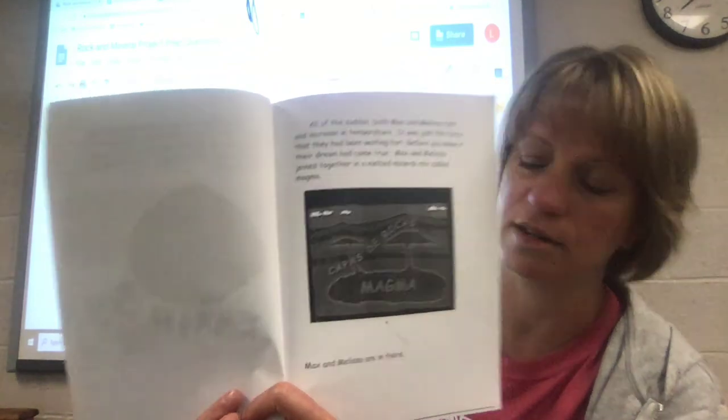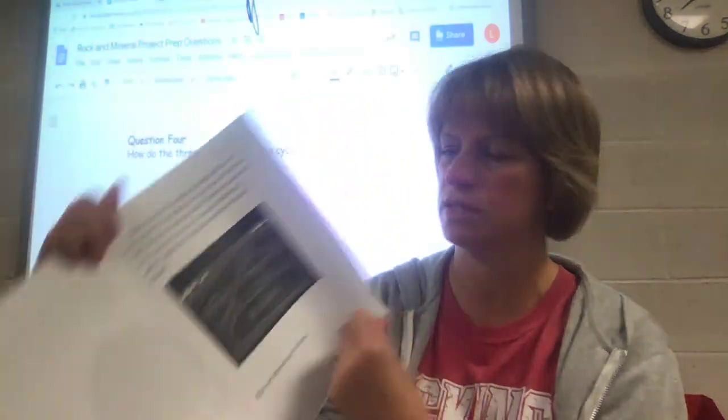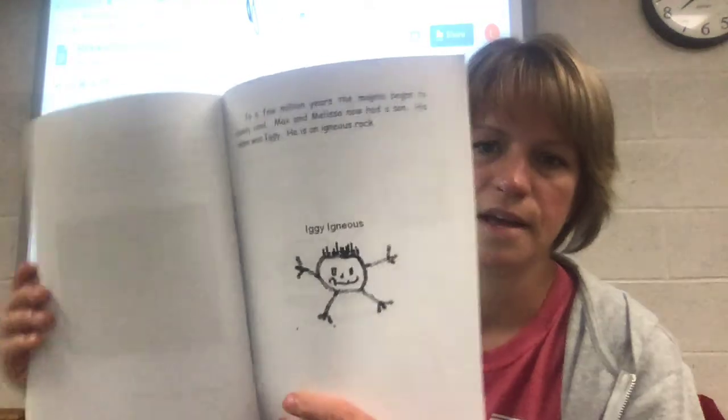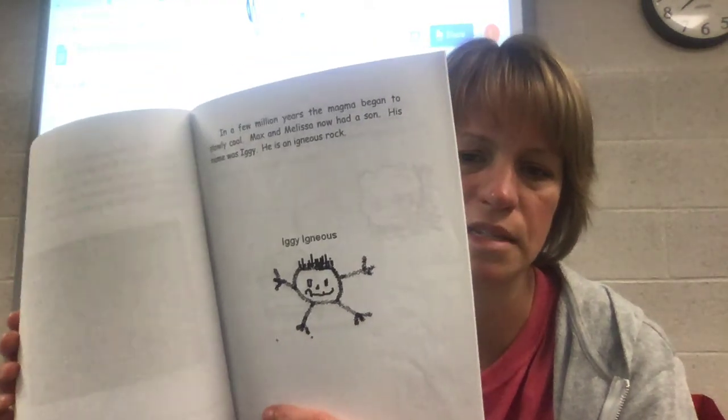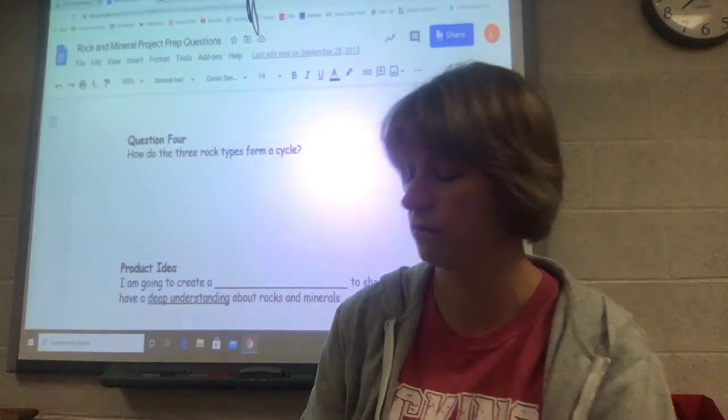And it says down here that Max and Melissa are in here. So Max and Melissa, the minerals, had melted into magma. In a few million years, the magma began to cool. Max and Melissa now had a son. His name was Iggy. He's an igneous rock.